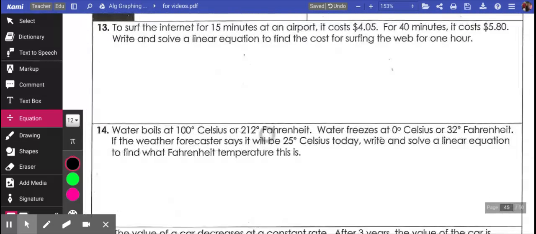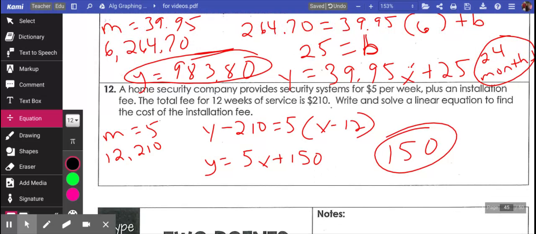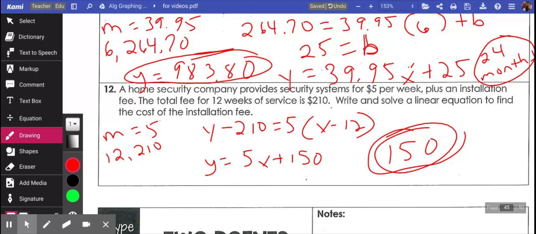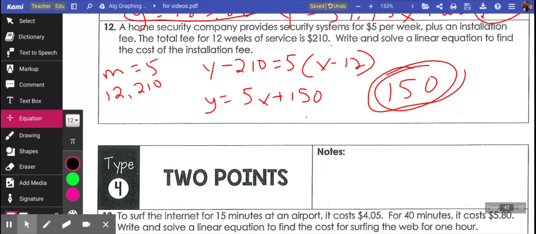Number 12. I did the point slope formula, but I just went ahead and put the equation down there because you should be able to solve that. And then they want the installation fee, so that would be your y-intercept. Okay, and the last type is called two points. It's when they give you two sample points.